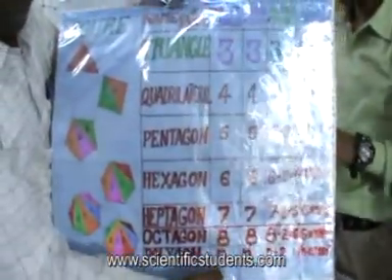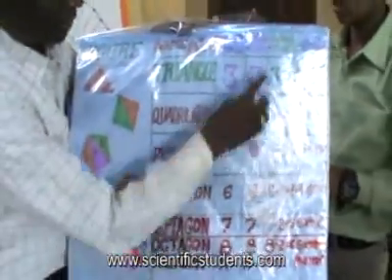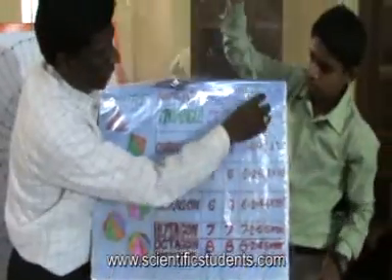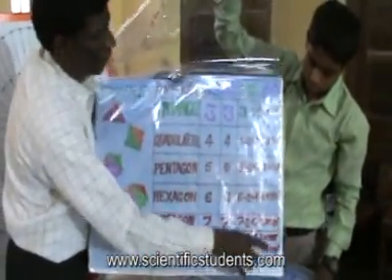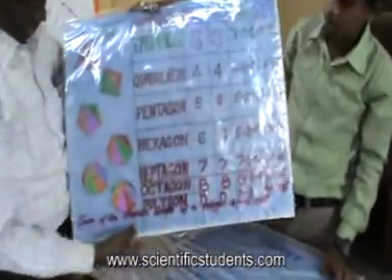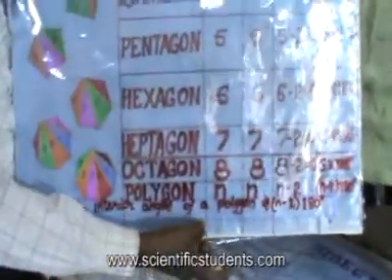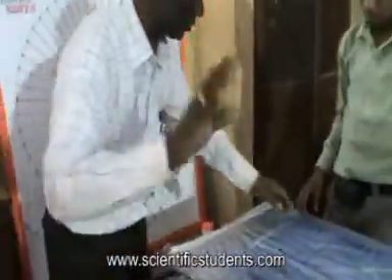Next, in general, we can say any polygon having n sides has n minus 2 triangles, then the sum of the interior angles is n minus 2 into 180. In general, we can say the sum of the interior angles of a polygon is n minus 2 into 180. Thank you. Next, I will show.